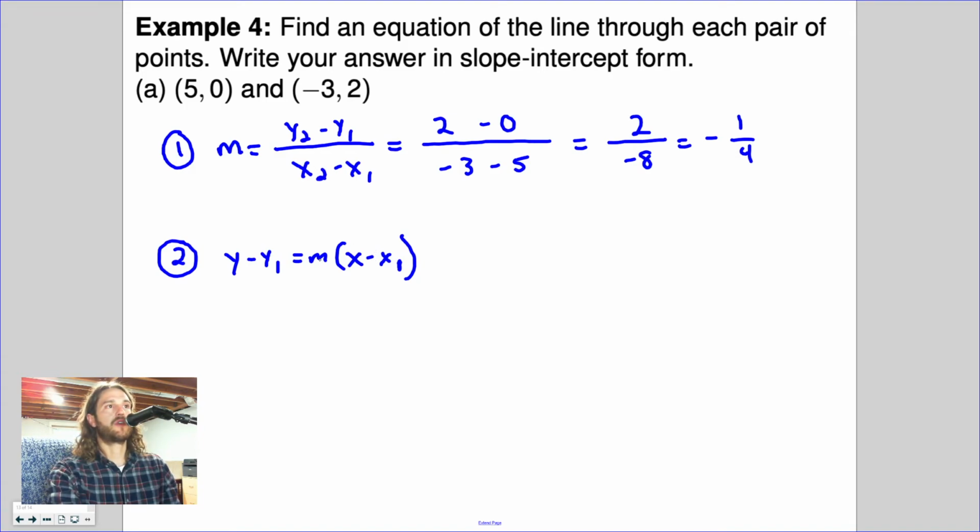So we have the slope, and then we have to pick a point. Now, which point do I use, and does it matter? Well, I'm going to do both and show you that it really doesn't matter. However, one of them is probably a smarter bet for us. So let's give this a try.